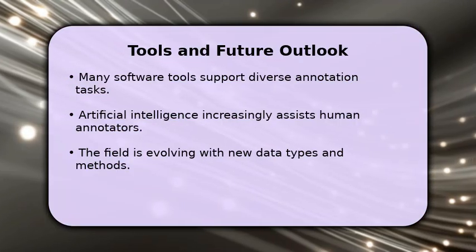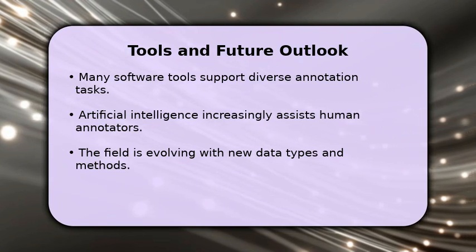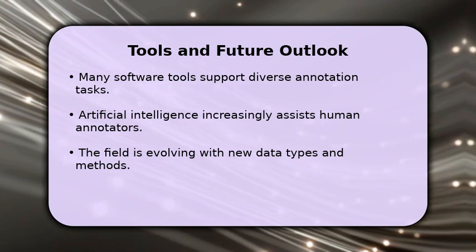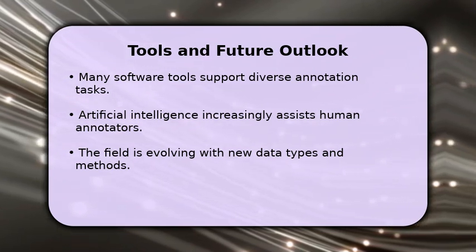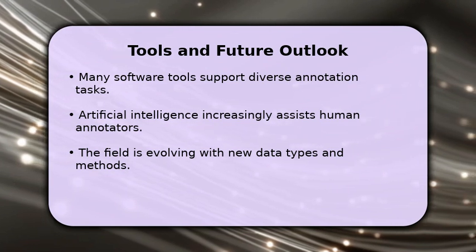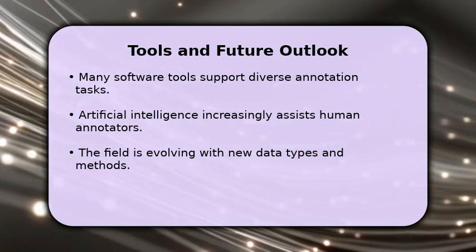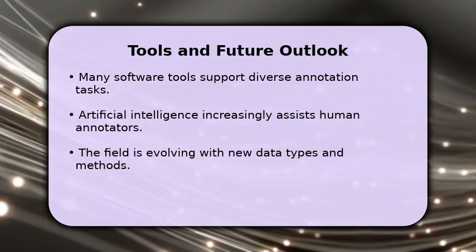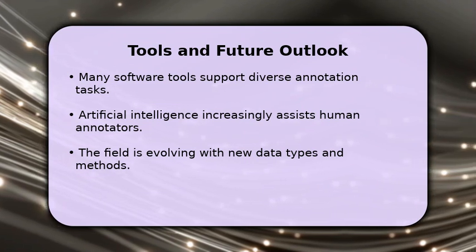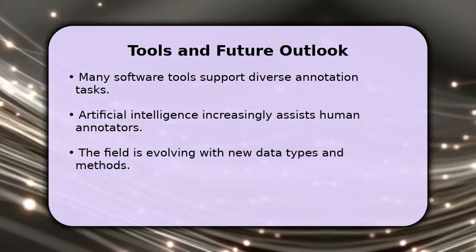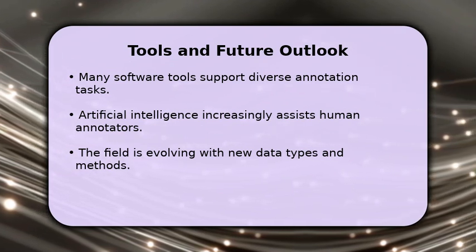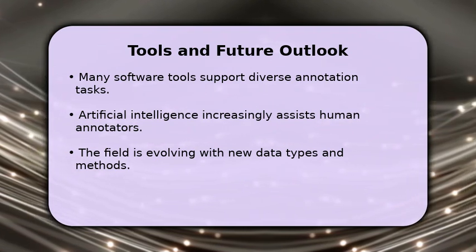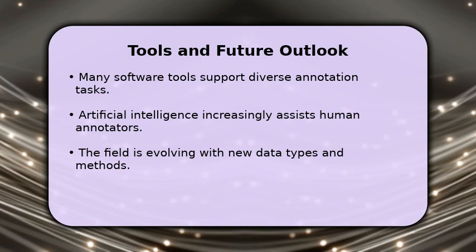The landscape of data annotation tools is vast, with many software solutions available to support diverse tasks, from simple image labeling to complex video segmentation. Looking ahead, artificial intelligence is playing an increasingly significant role, assisting human annotators by pre-labeling data or identifying potential errors. The field continues to evolve rapidly, adapting to new data types and advanced machine learning models. Ethical considerations, such as data privacy and bias, are also becoming paramount in the data labeling process.